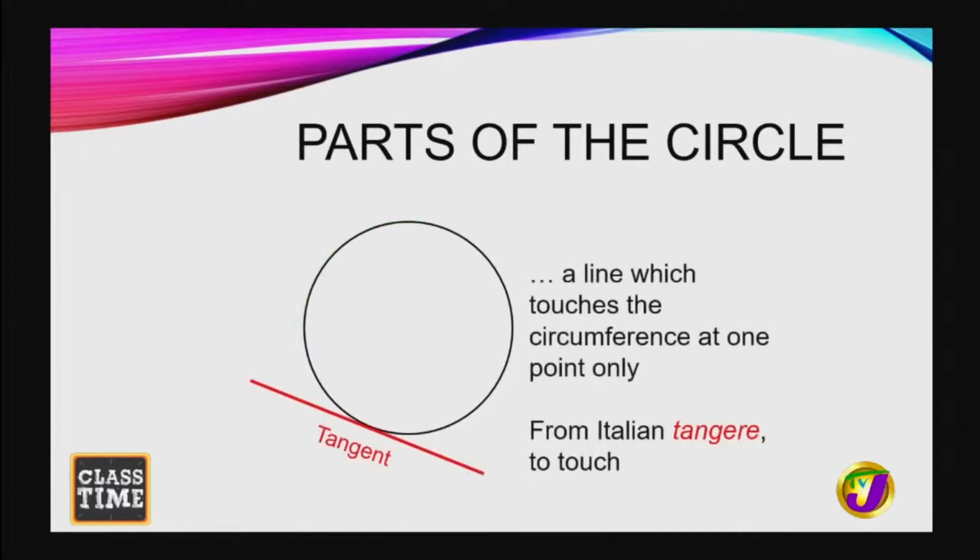Oh, I'm seeing a special line here I haven't normally seen on a circle. It's called a tangent. Can you tell me a little bit more about the tangent line? All right, well, according to our definition here, the tangent is a line which touches a circumference at one point only. So it only touches our circumference at one point.